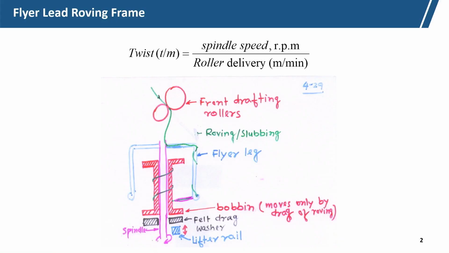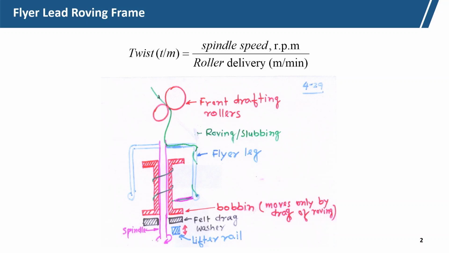Now, here you can see this is the system. Here twist is the spindle speed in RPM divided by roller delivery, that is the same as that of bobbin leading. As it is flare leading, that means the flare will rotate at the higher speed.